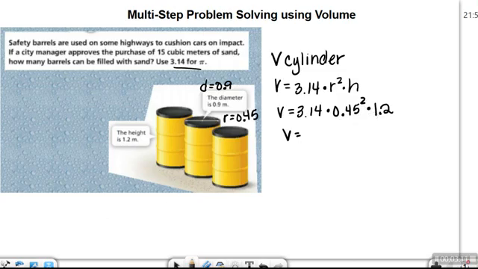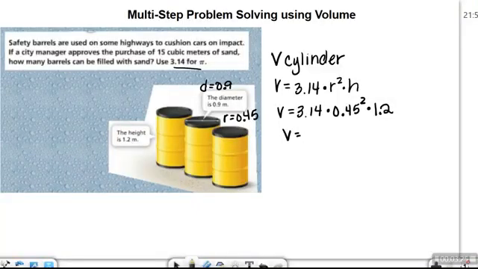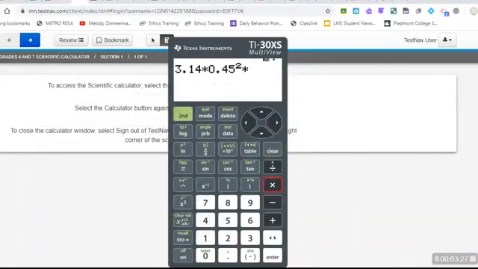Okay, let's see if I can remember that. All right, I'm going to clear it. So 3.14 times 0.45 squared times, what was the height? 1.2. 3.14 times 0.45 squared times 1.2 equals 0.76302.